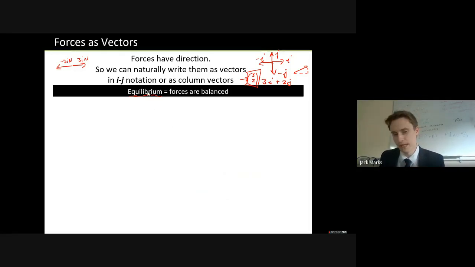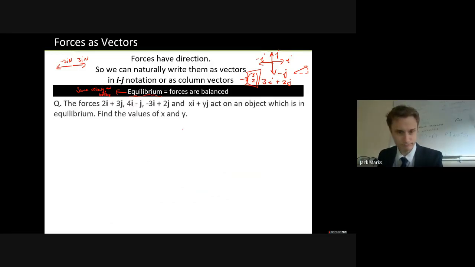Remember, this does not mean that the thing is still, that it is stationary. It can be moving. It simply means that it's going to continue with the velocity that it had before. Okay, so it has the same velocity as before, which might be 0. In fact, it normally is 0, but it doesn't have to be 0. And that distinction is important.